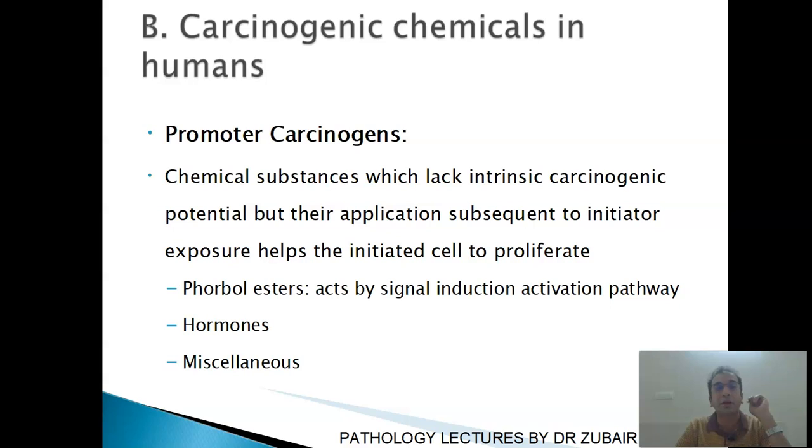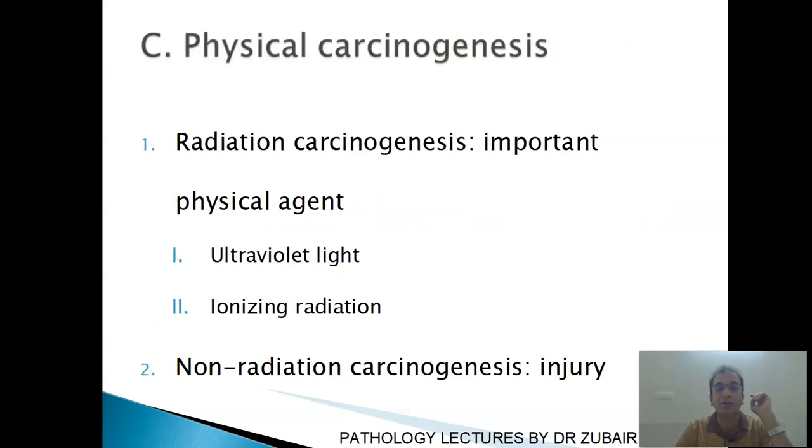Next, so we have discussed this. Promoter carcinogens are chemical substances which lack intrinsic carcinogenic potential, but their application subsequent to initiator exposure helps the initiated cell to proliferate. Examples are the phorbol esters, hormones and miscellaneous.